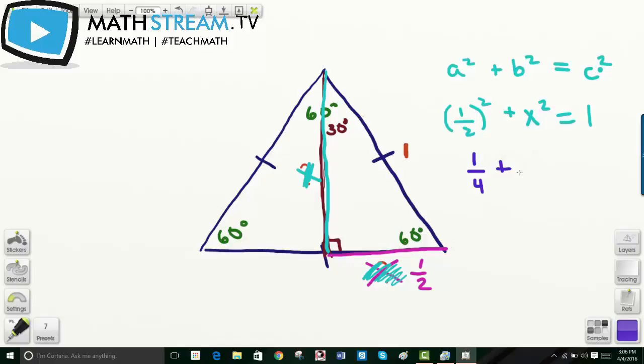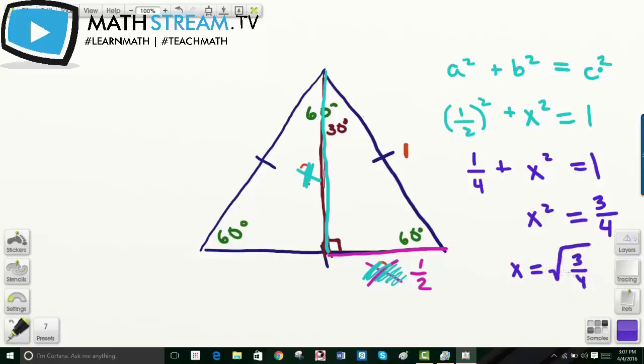If I want to isolate the variable, that means I have to subtract 1/4 from each side. That's going to leave me with x squared equals 3/4, because 1 is 4/4. I subtract 1/4 and I get 3/4. And then I need to take the square root. Again, when we undo a square using a square root, we're supposed to say plus or minus. But we're talking about measurements of a triangle, so we don't really want to get a negative answer. So it's okay for me to ignore the plus or minus here, and we'll just say x equals the positive square root of 3/4.